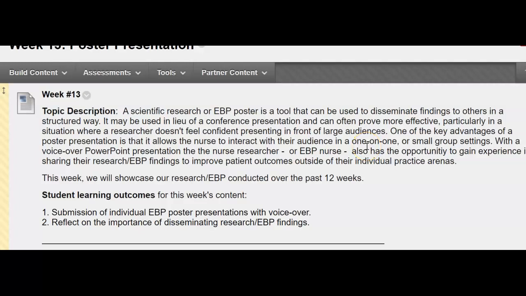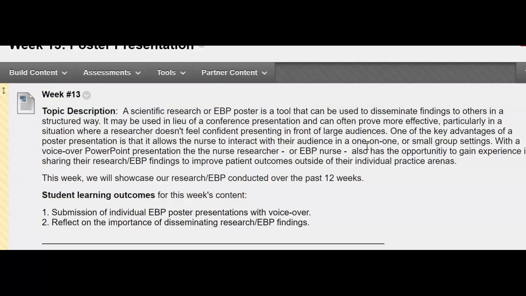We're at learning unit number 13. And in this learning unit, we're going to actually showcase our research, our evidence-based practice that we have been working on over the past 12 weeks. We're going to showcase that in our final poster presentation. So you will be completing your voiceover poster presentation and submitting that.